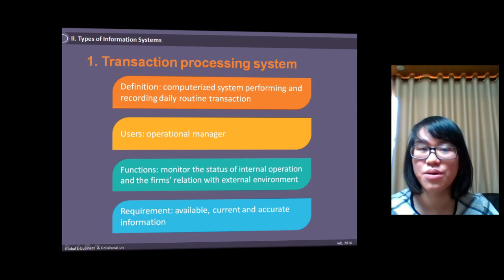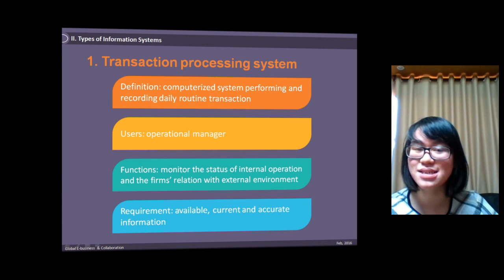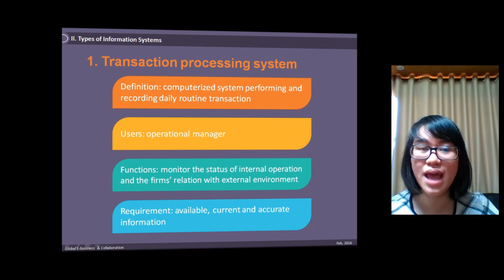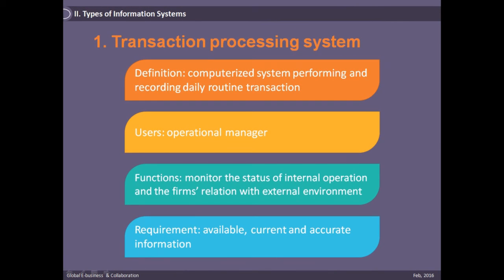Now, let's go into detail about the transaction processing system. The definition of this system is a computerized system performing and recording daily routine transactions, for example, and operating. The users of this system are operational management, the low level of management. This system helps to monitor the status of internal operations and the firm's relation with the external environment. And the information here should be available, current, and accurate.